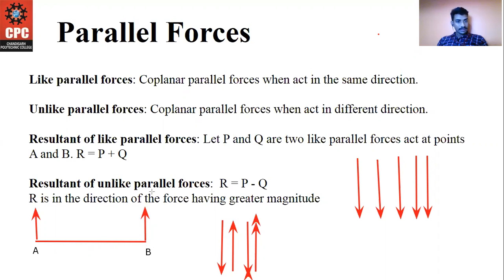P plus Q. If I name them, suppose this is my Q force and if this is our P force, then what would be the resultant? R is equal to P plus Q. Here it is for like parallel forces, and for unlike parallel forces, R is equal to P minus Q.